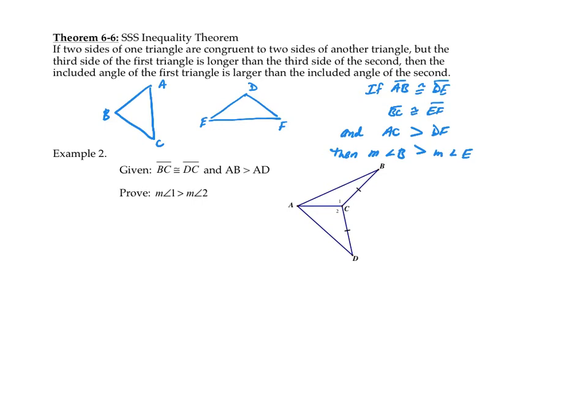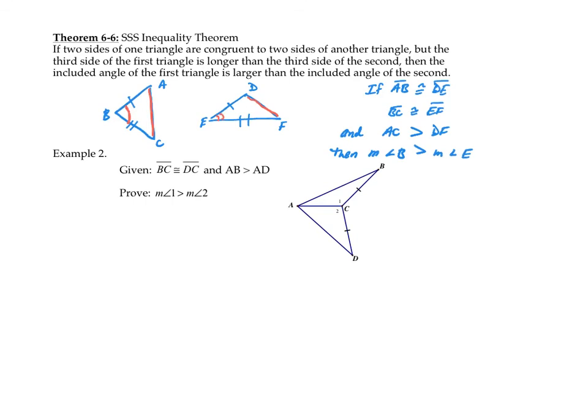So let's take a look at this first example, then we'll see a proof. So if we know that line segment AB is congruent to DE, so that's one pair of corresponding sides congruent, and BC is congruent to EF, there's our second pair. What this theorem says is if we know that the third side, AC, in this triangle is greater than DF, the third side in this triangle, then we can say for sure that the measure of angle B must be greater than the measure of angle E.